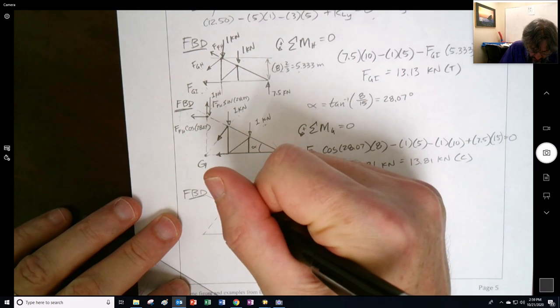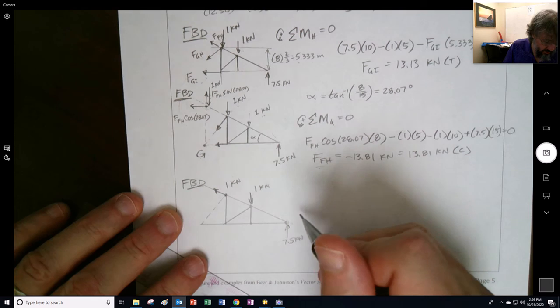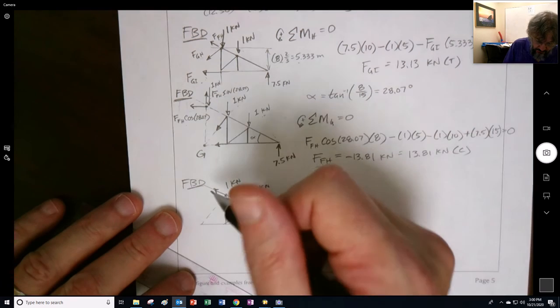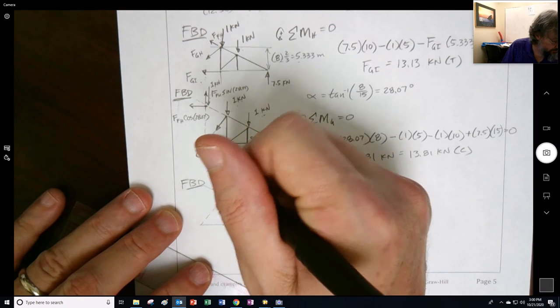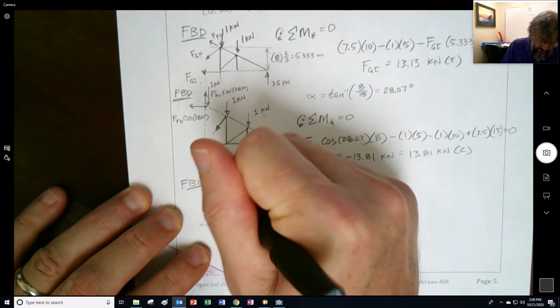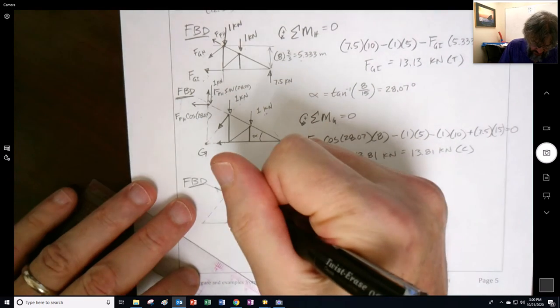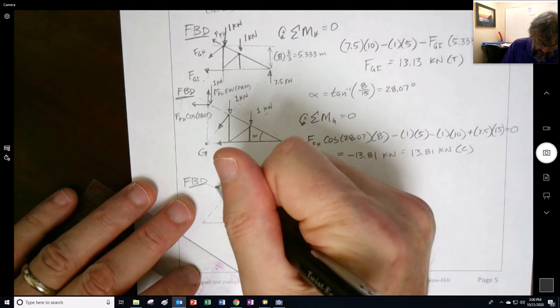See, we can go through this one right here. Our trick this time is going to take the sum of the moments about this point L, right there. I think we just found out that FFH was in the other direction. So why did we draw it that way? I don't know. We just found that it was going to be in compression, so I should have drawn it that way.